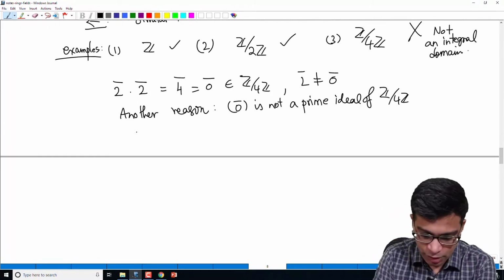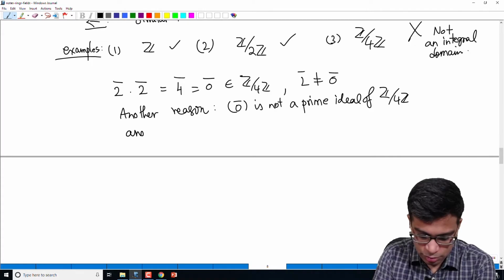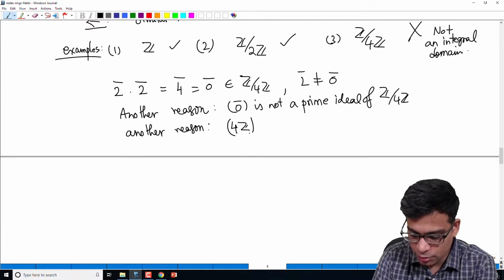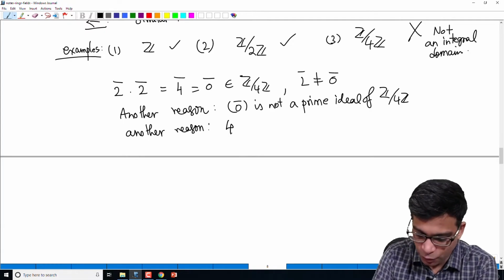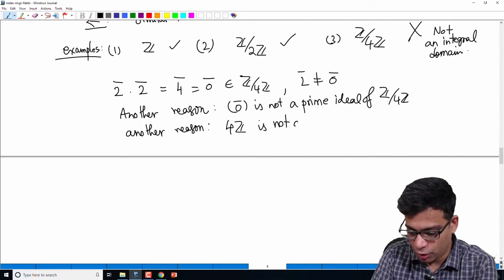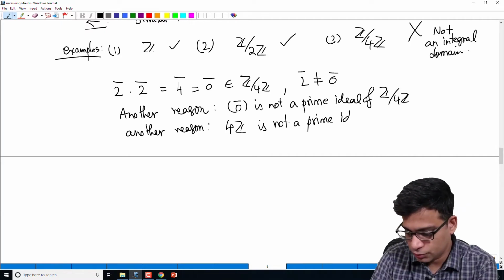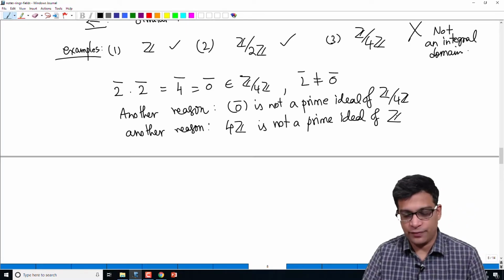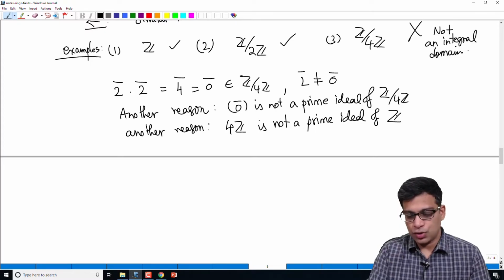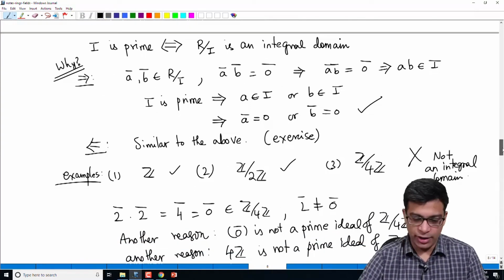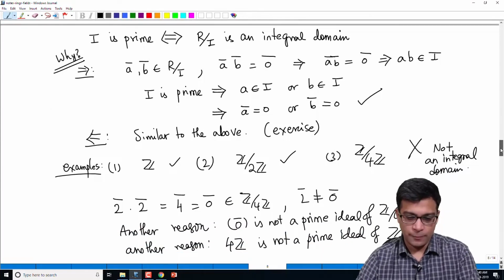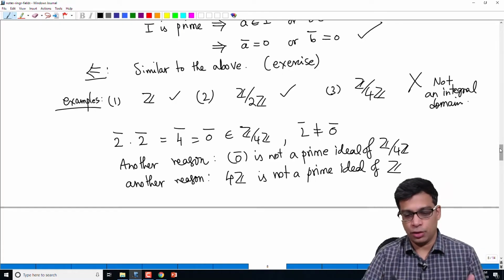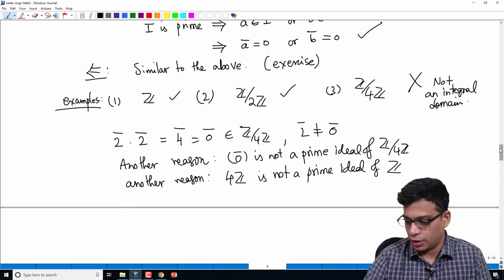Yet another way to see this is the following. 4Z is not a prime ideal of Z. That also we know, because the product of 2 with itself is in 4Z, but 2 is not in 4Z. So 4Z is not a prime ideal of Z, and hence by the exercise I left for you, Z mod 4Z cannot be an integral domain. So as you can see, the notion of prime ideal and the notion of integral domain are all connected.